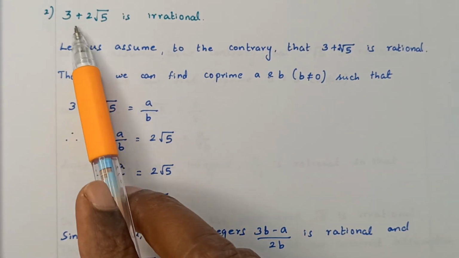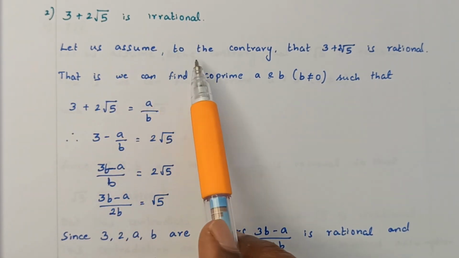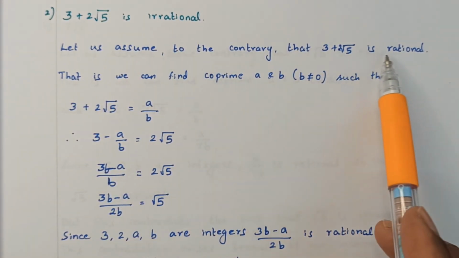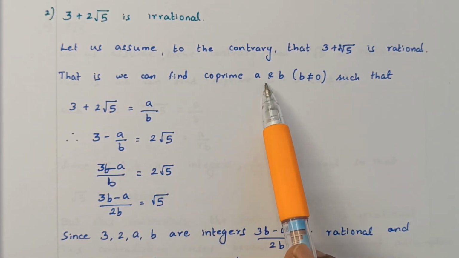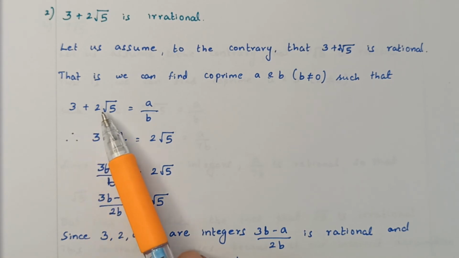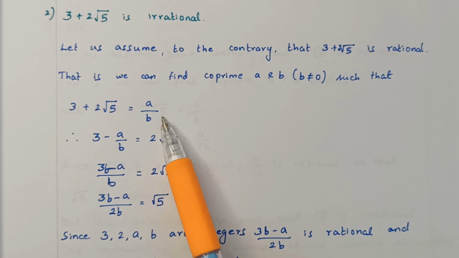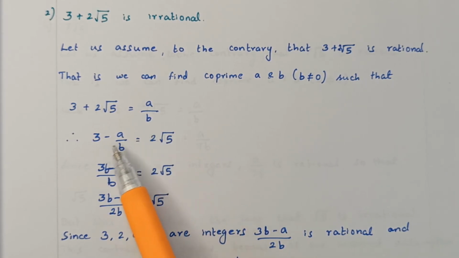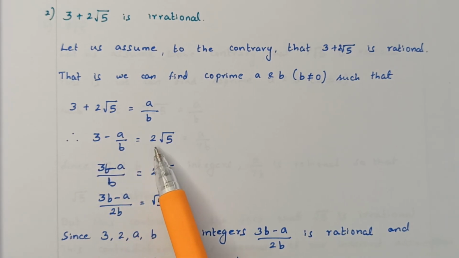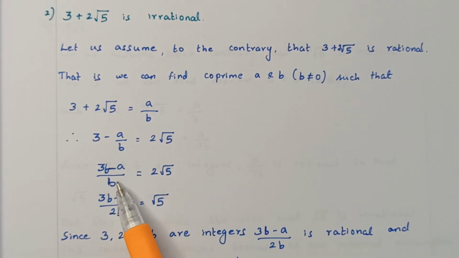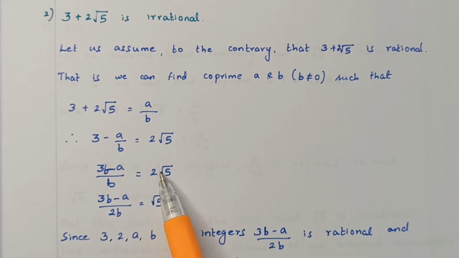Second question, 3 plus 2 root 5 is irrational. We need to prove this. Let us assume to the contrary that 3 plus 2 root 5 is rational. That is, we can find co-prime a and b, b not equal to 0, such that 3 plus 2 root 5 equal to a divided by b. By rearranging, we get 3 minus a by b equal to 2 root 5. By taking LCM, we get 3b minus a divided by b equal to 2 root 5.